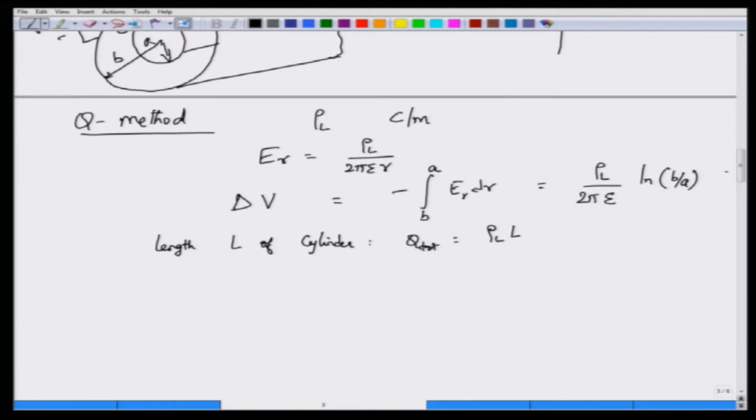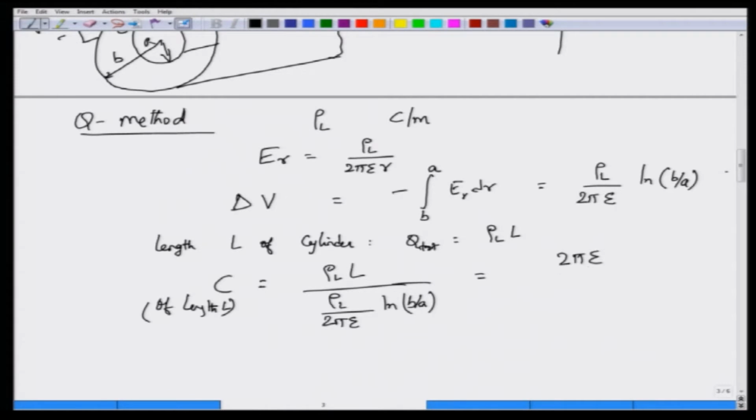Now, coming back to this length L of cylinder, how much charge is contained in the length L of cylinder? It would be rho L into L. This is a line charge density rho L times L, which will be the total charge that is contained. So, the capacitance of length L will be equal to rho L into L divided by rho L by 2 pi epsilon log of B by A. So, 2 pi epsilon goes to the numerator, rho L cancels between numerator and denominator, and you get 2 pi epsilon L by log of B by A, okay.